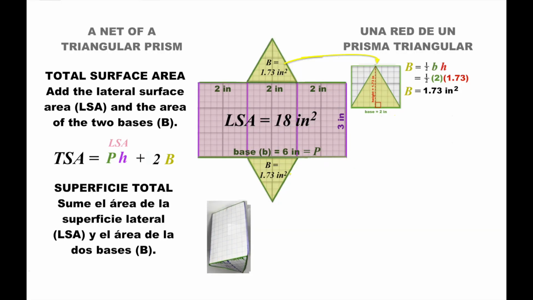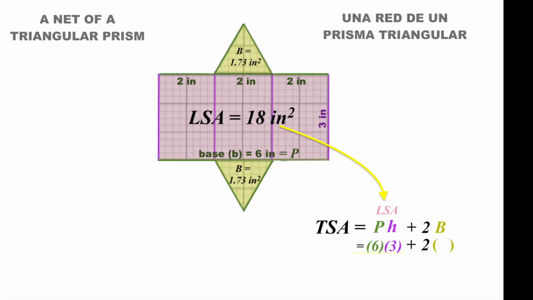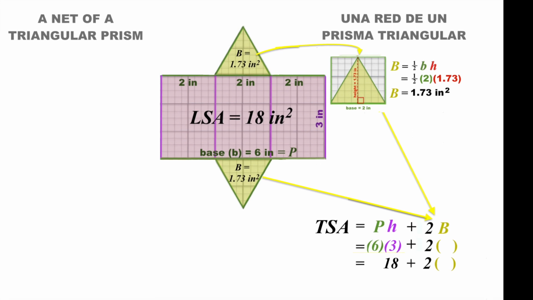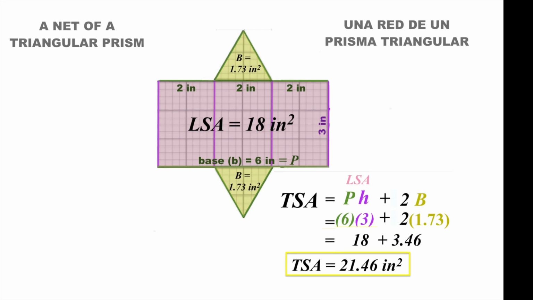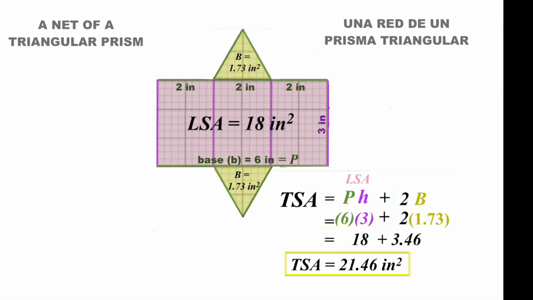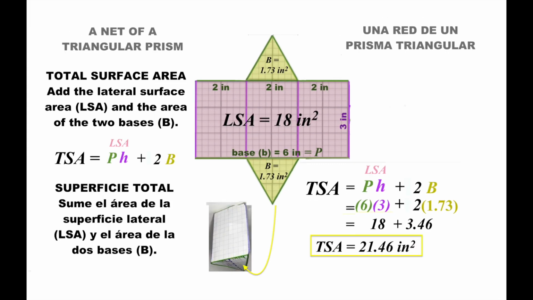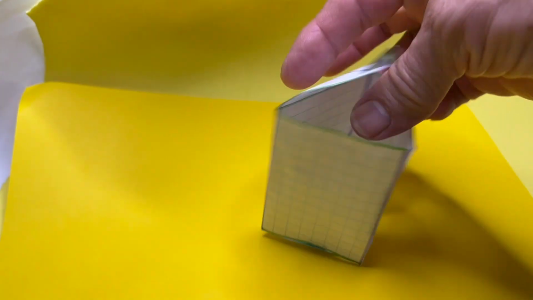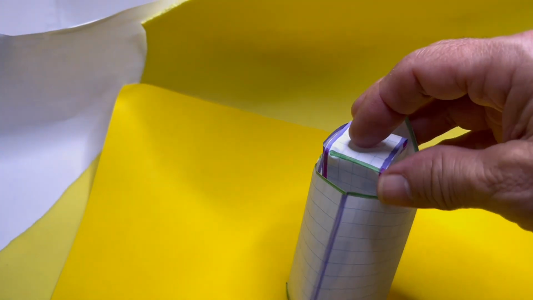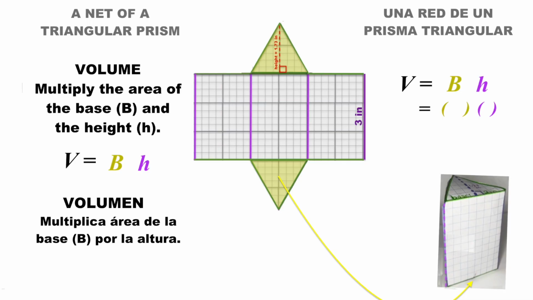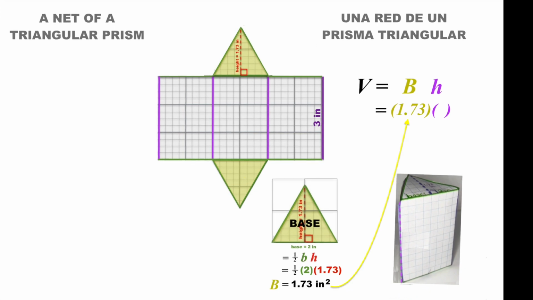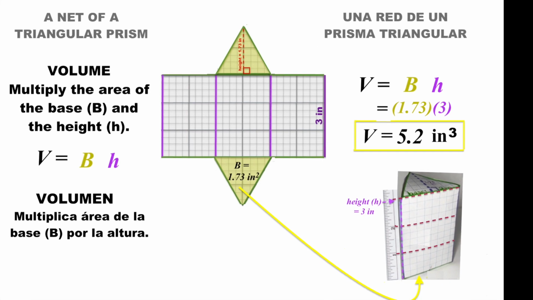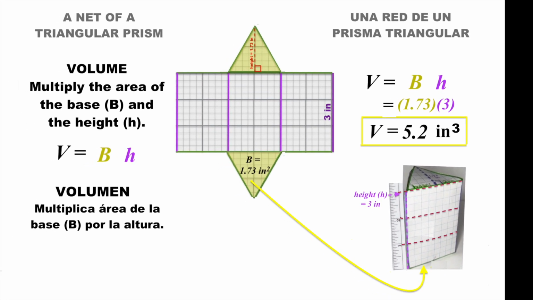The total surface area is the lateral surface area plus the sum of the two bases. The total surface area is 21 46/100 square inches. Volume is area of the base times height. The base is 1 73/100. The height measures 3. The volume measures 5 2/10 cubic inches.